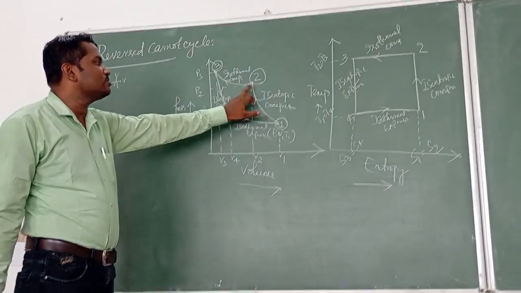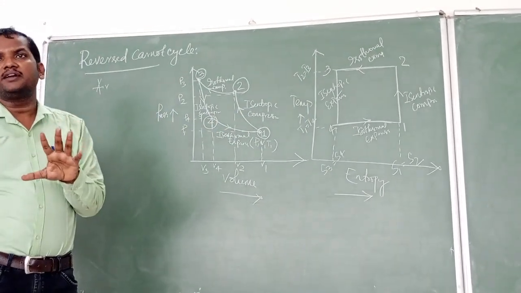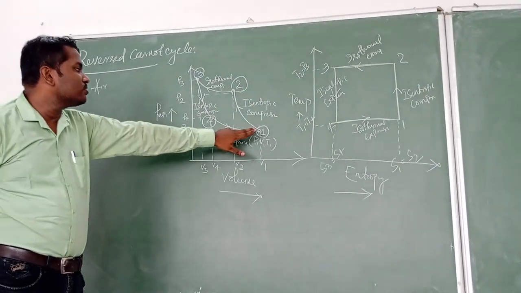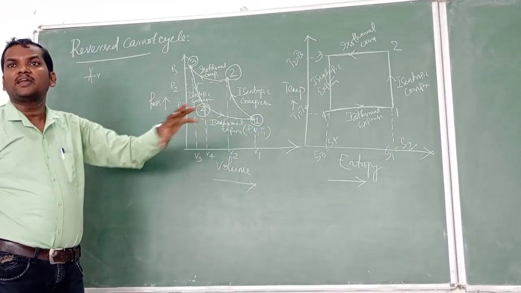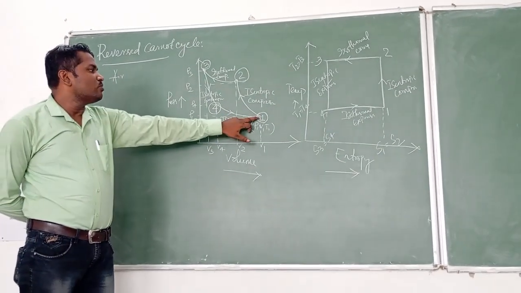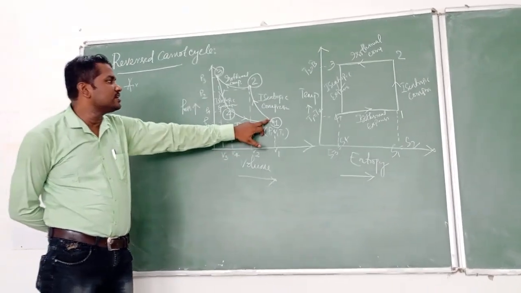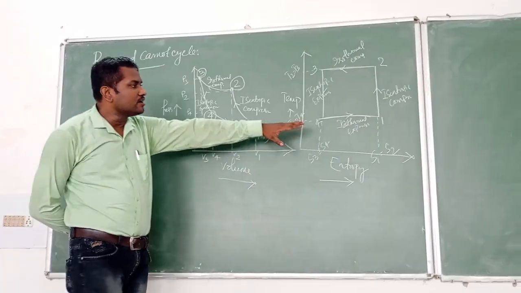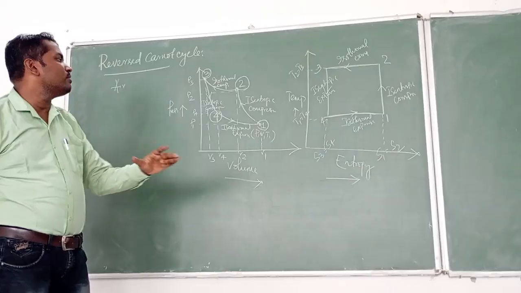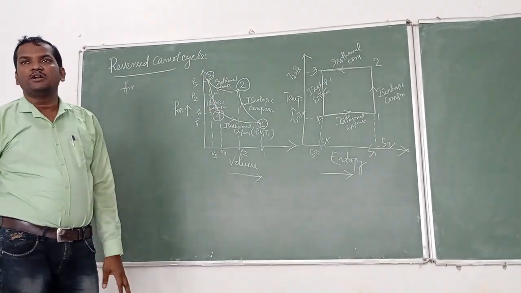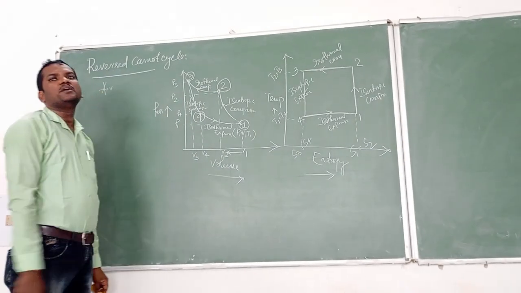So here 1 to 2, stage 1, the isentropic compression process, basically three parameters are taken: pressure, volume and temperature. During process 1 to 2, the pressure of air, the working substance, increases, so it goes up in the graph. Pressure increases from P1 to P2 and temperature also increases from T1 to T2. Then volume decreases: the specific volume of air decreases from V1 to V2.